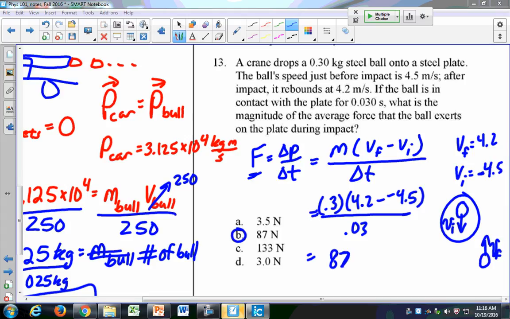Listen, if you encounter a problem like this, just remember that this is always going to be the case. If I have an object going one direction and coming back the other direction, even though it's a difference, it's going to be a positive, because one of them will be going the opposite direction. Just remember that. If they switch directions, I'm going to have a positive. On this test, you want to make sure you're getting your signs right.